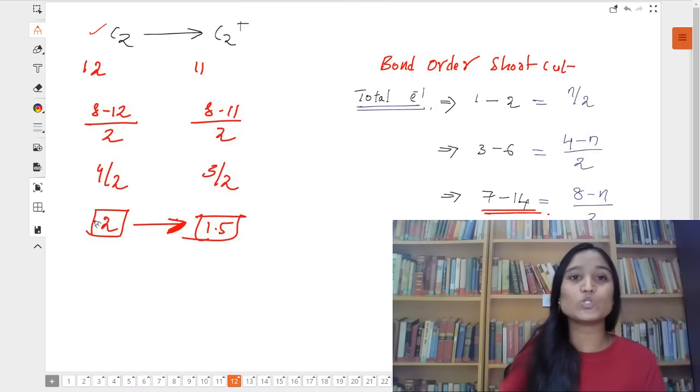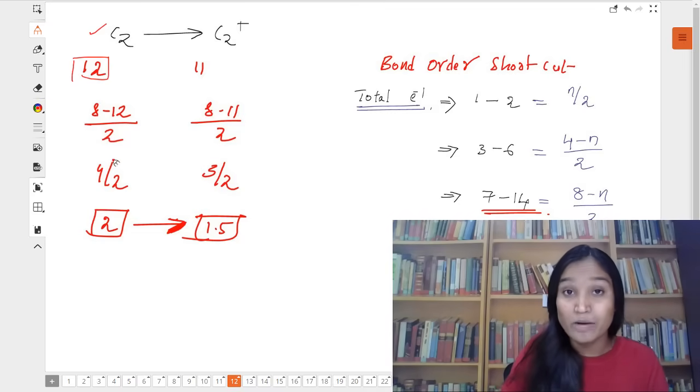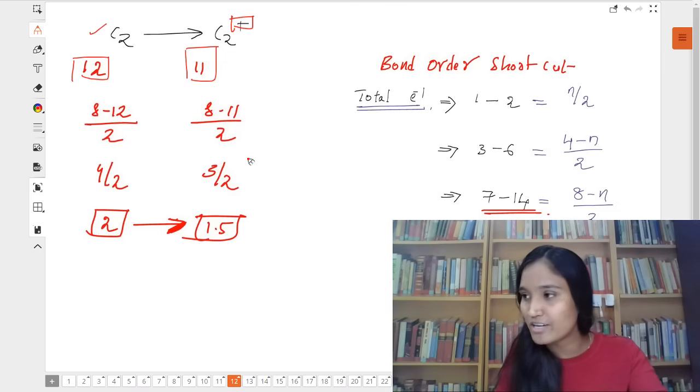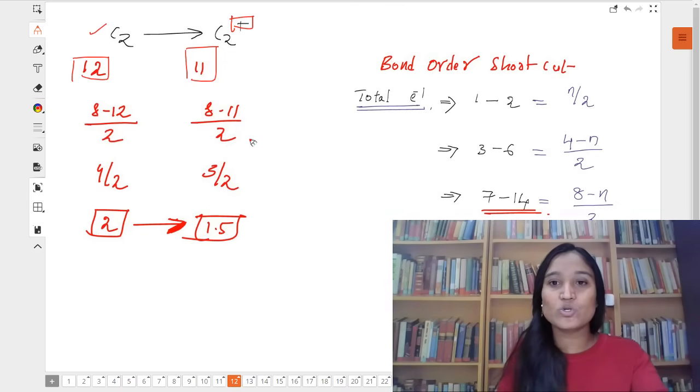The first option, C2 to C2 plus. Carbon has 12 electrons in C2, and for C2 plus, because there is one positive charge, the total number of electrons is how much? 11, right? Because the total electron count is falling between the 7 to 14 category, we go with that formula.